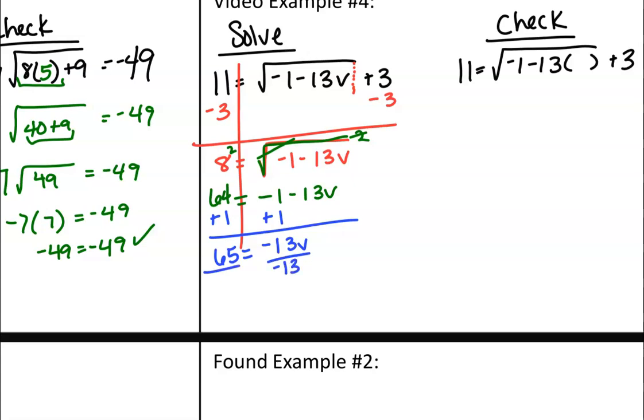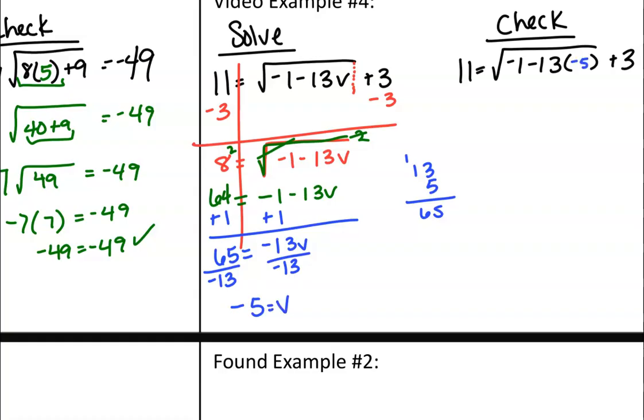Divide by -13. And I'm assuming that 13 goes into 65 5 times, but let's double check. 13 times 5, 5, 10, 15. 5 times 1 is 5, plus 1 would be 6. So yeah, 65 divided by -13 is -5.